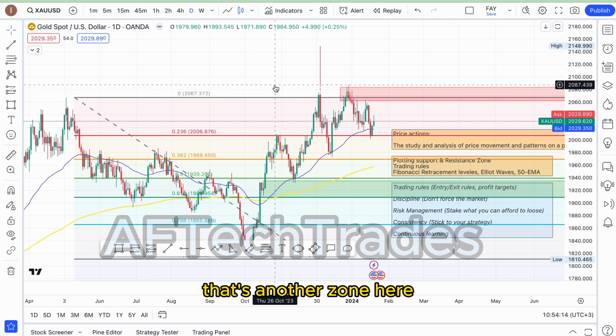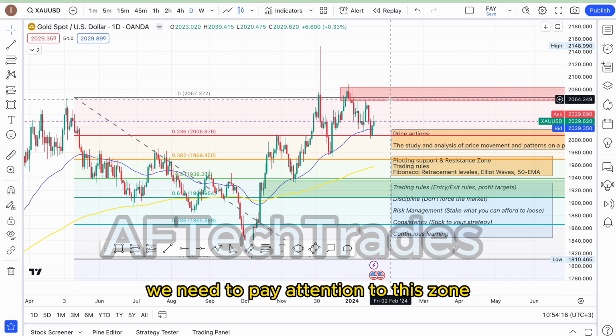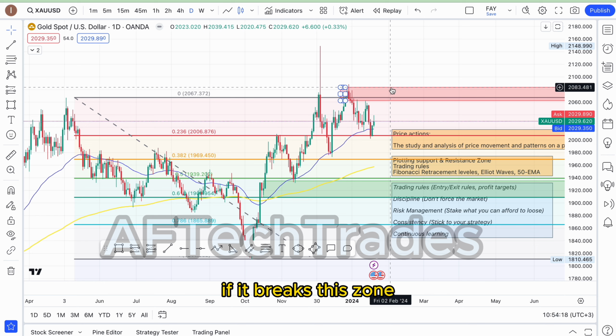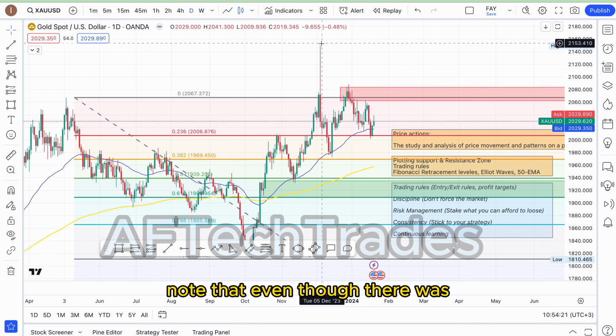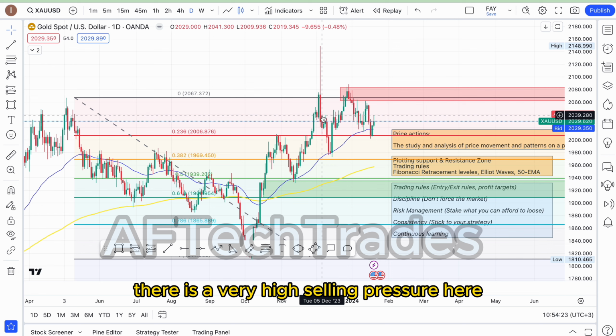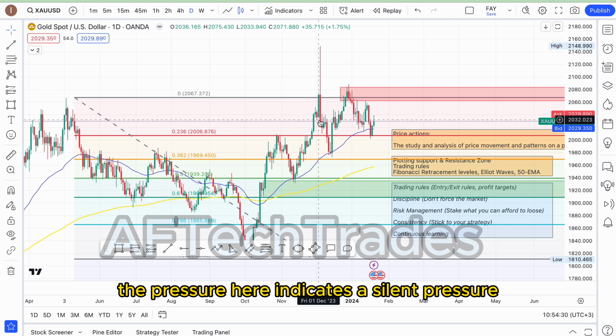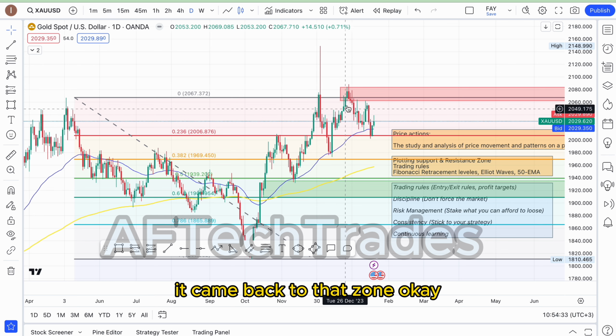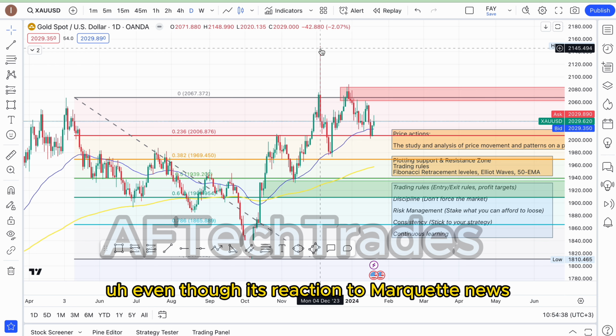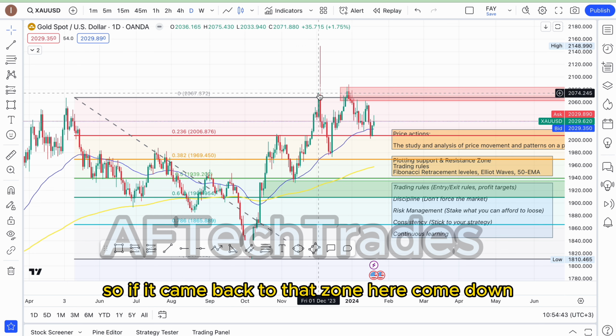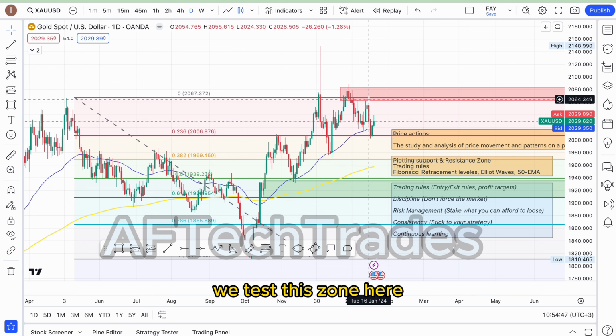That's another zone here. So what happened? We need to pay attention to this zone. If it breaks this zone, then it's going up. Note that there is a very high selling pressure here, and the pressure here indicates selling pressure. It came back to that zone. Even though it's a reaction to market news, it's only a single one. So it came back to that zone here, came down, retested this zone here.